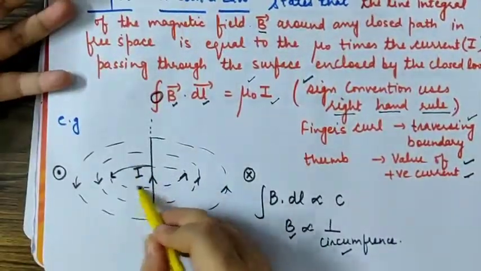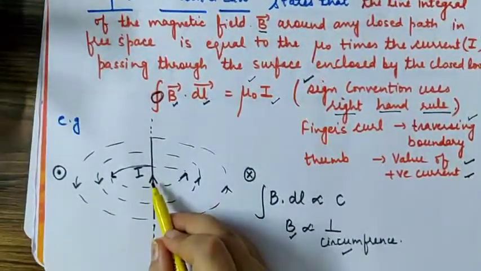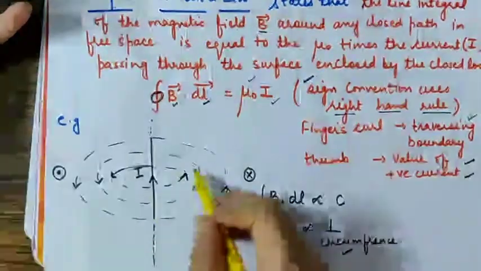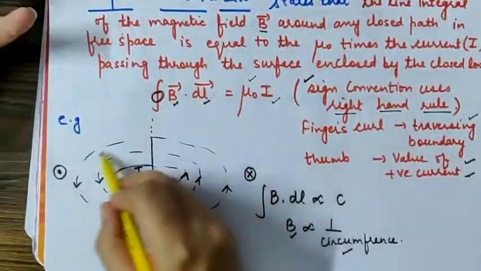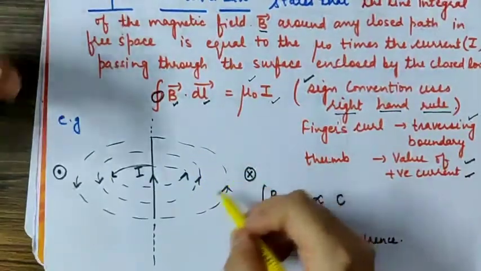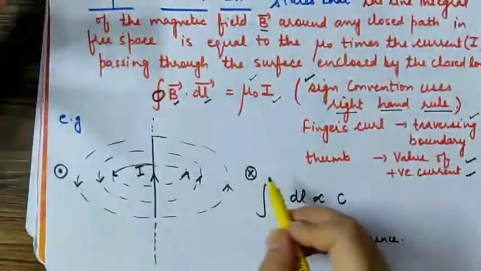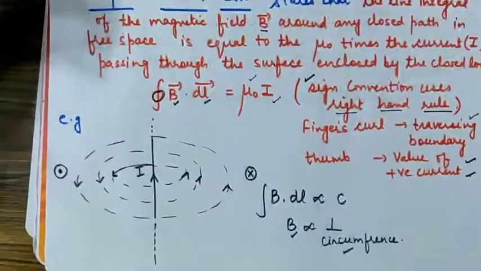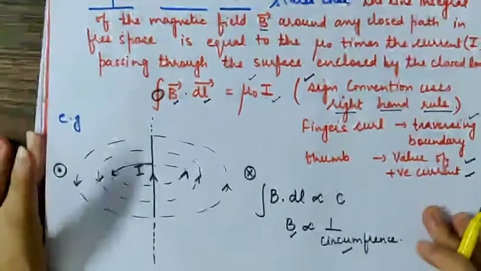So magnetic field and circumference are inversely proportional. See, the circumference of this innermost loop is small, so its magnetic field should be larger. Of this loop is somewhat more, circumference is more, magnetic field should be lesser. Circumference more, magnetic field should be further lesser. That means while going away from a current carrying wire, the magnetic field reduces. So this is the basic idea of Ampere's circuital law.